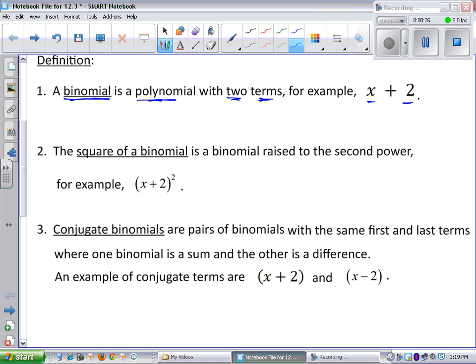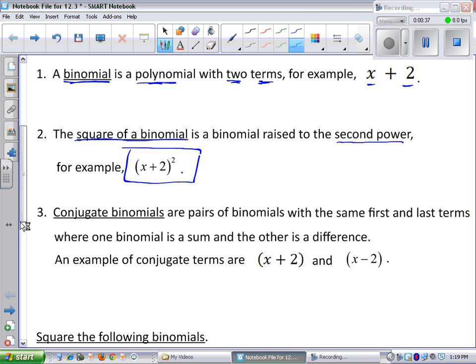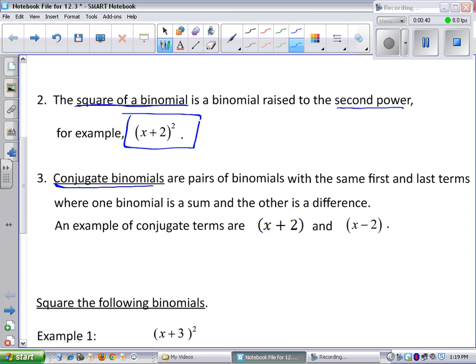The square of a binomial is a binomial raised to the second power. For example, x plus 2 squared. Conjugate binomials are pairs of binomials with the same first and last terms, where one binomial is a sum and the other one is a difference. An example of conjugate terms are x plus 2 and x minus 2. You see they have the same first and last terms, and only the middle terms differ.